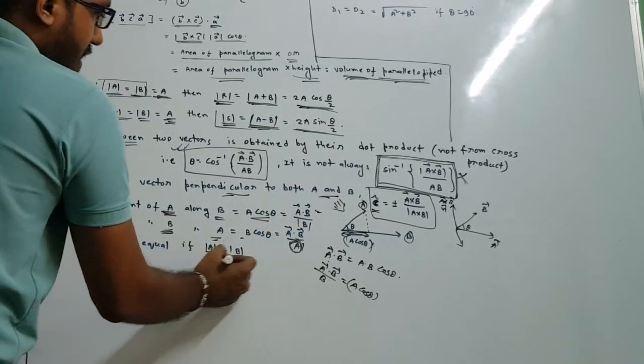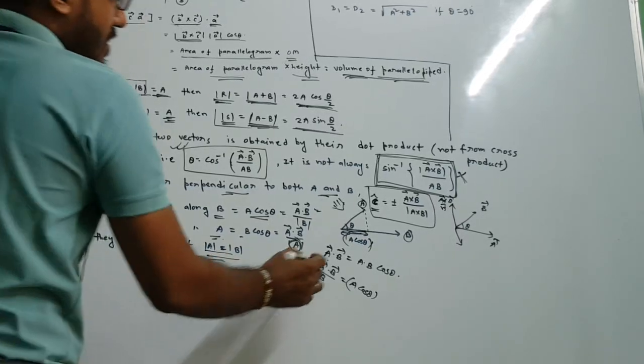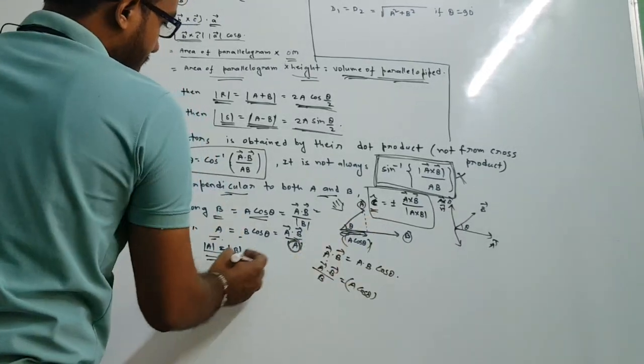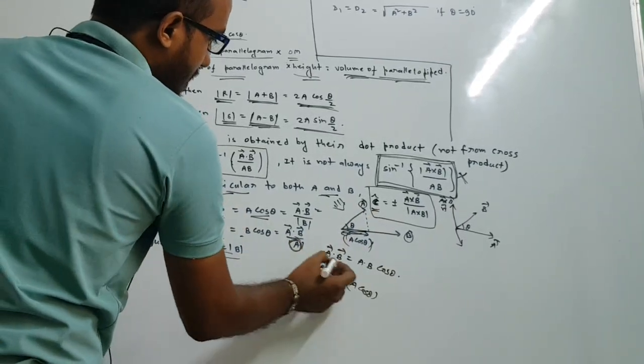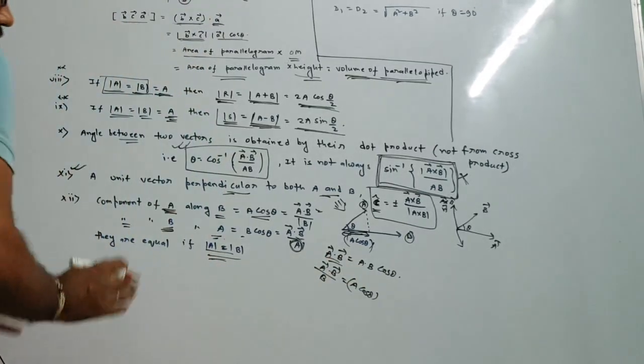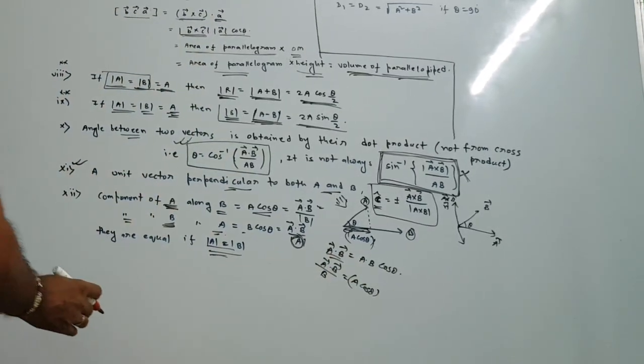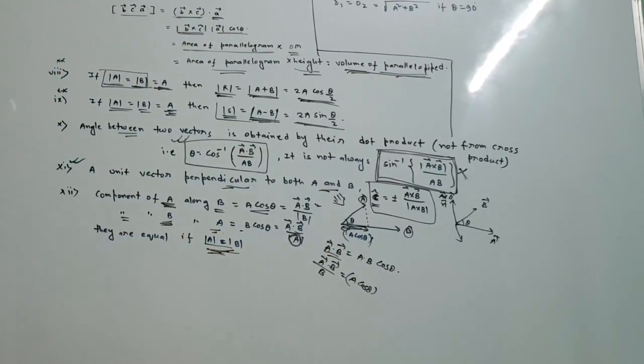If A and B are equal, that means those vectors are equal in magnitude.